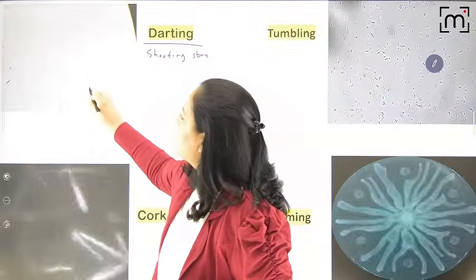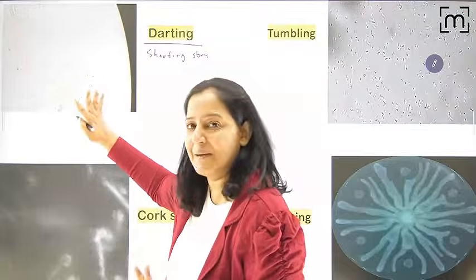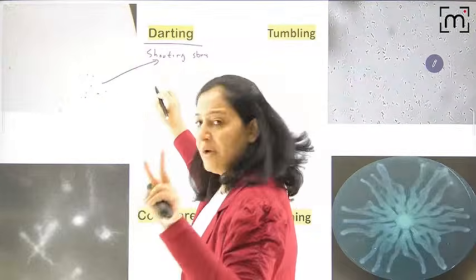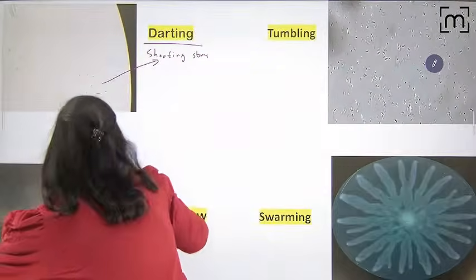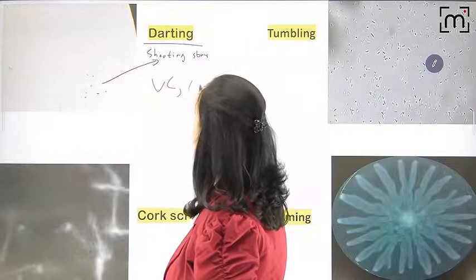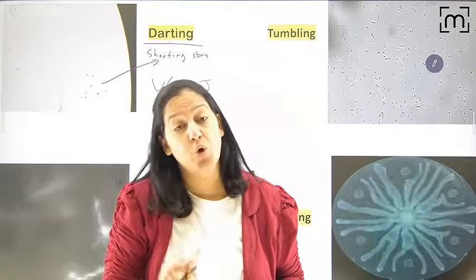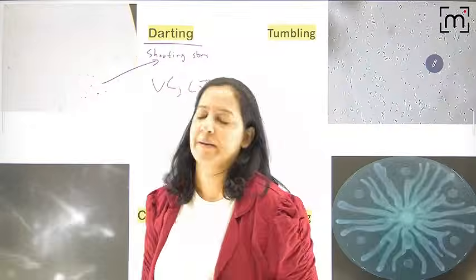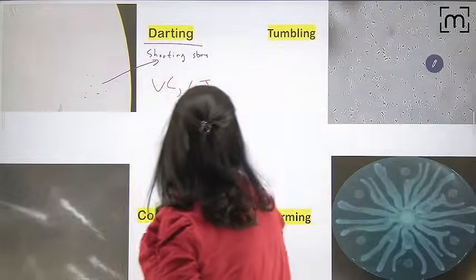So can you see the motility of the bacteria here? You just see it disappear. So it's like a shooting star. Only two bacteria show this: number one Vibrio cholerae, number two Campylobacter jejuni. These two show darting motility. Learn darting motility, number one.